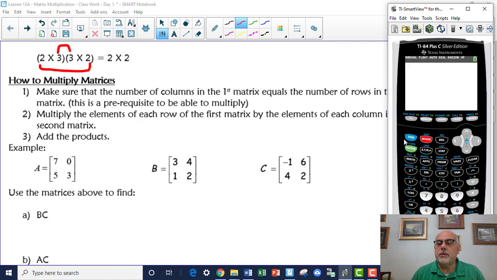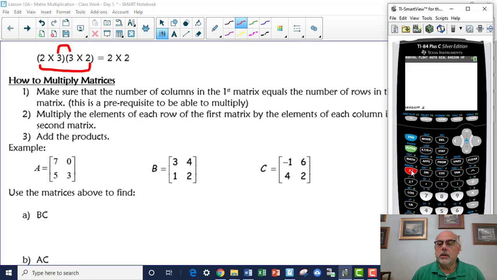Let's put the other two matrices in there because we're probably going to be needing them. So we have second matrix. We want to go over twice to edit, then one down to matrix B. And again, B is a 2 by 2. And we enter the elements: 3, 4, 1, 2.